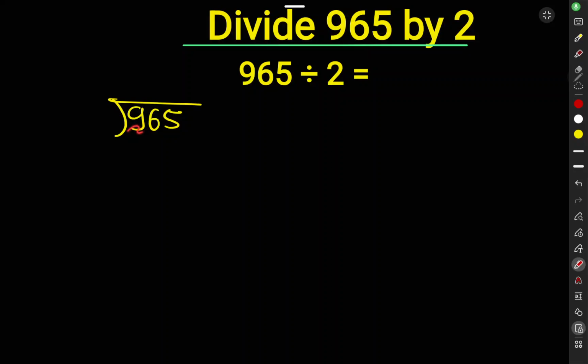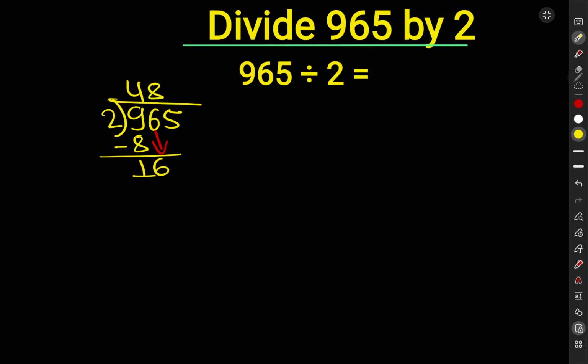We divide 965 by 2 in the long division method. So 2 times 4 is 8. On subtracting we get 1. So now we put down the 6 and it is 16.